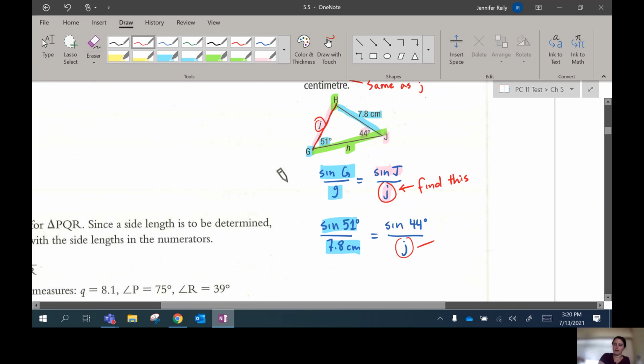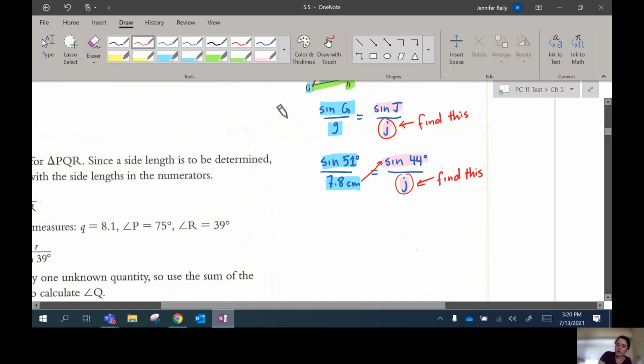Okay, so we have an equation here. We're going to use algebra to solve it. When you have two fractions that are equal to each other, you can use what's called cross multiplying to solve. You multiply the two terms that are diagonally across from each other that you know and divide by the third term. So you multiply these two terms and you divide by the remaining term.